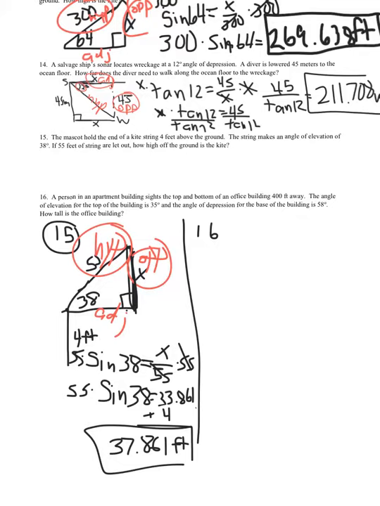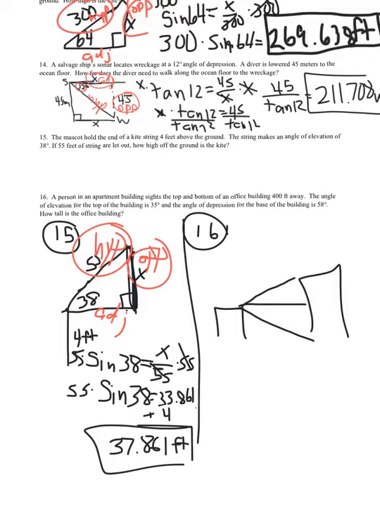All right, 16, a person in an apartment building sights the top and bottom of an office building 400 feet away. The angle of elevation to the top of the building is 35. The angle of depression to the bottom is 58. So you have this. This is okay. I think I'm going to have to redraw that a bit. Give myself some more room on it.